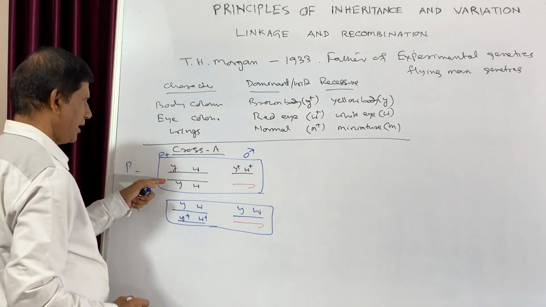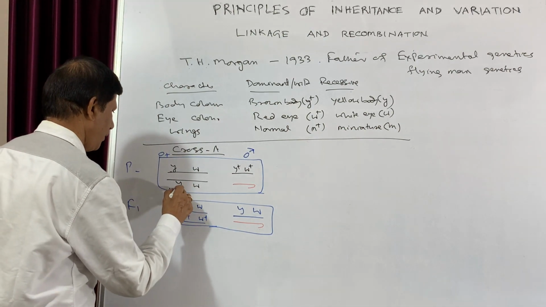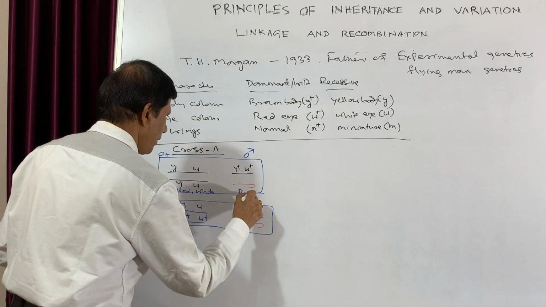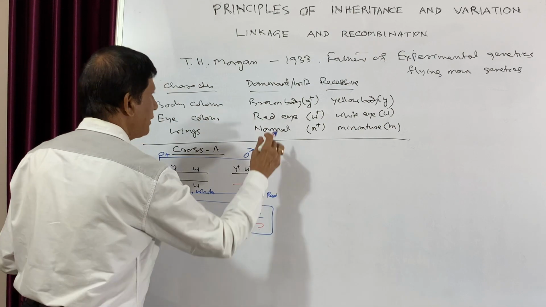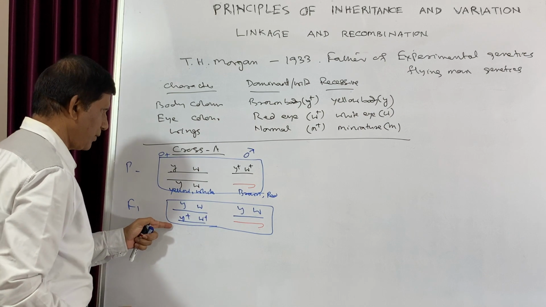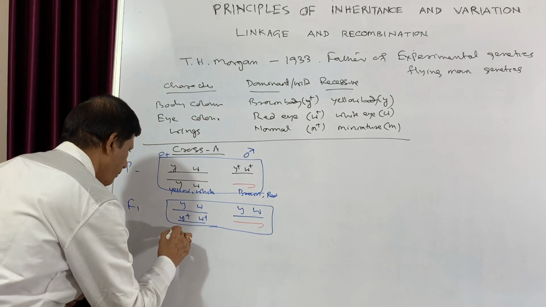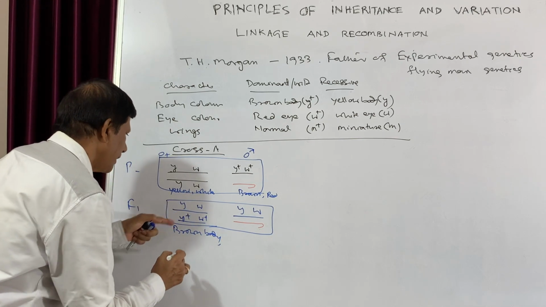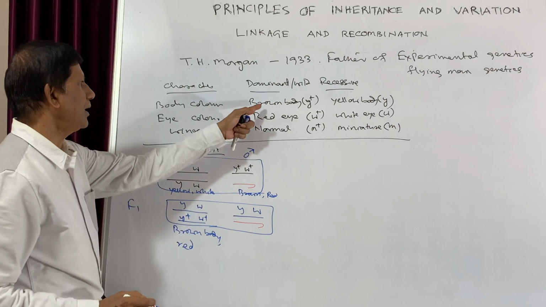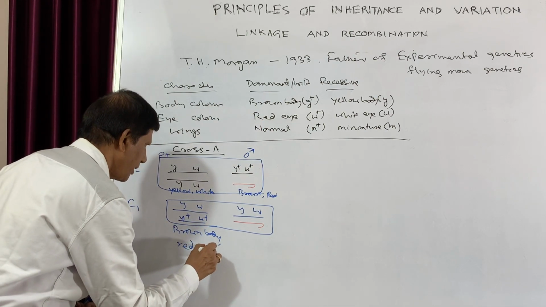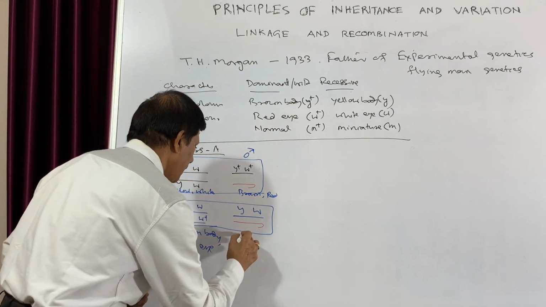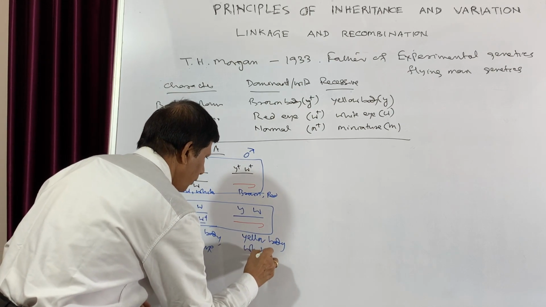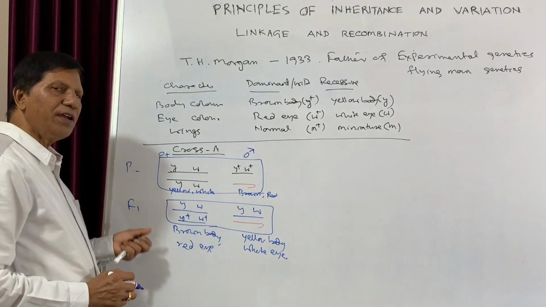Now this is yellow and white. This is yellow and white, while this is brown and red. That means a brown body and a red eye. But here what happens? Here it is a brown body and red eye, because both dominant characters are there. While this one will be yellow body and white eye.